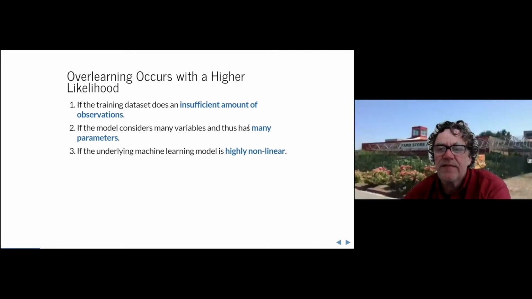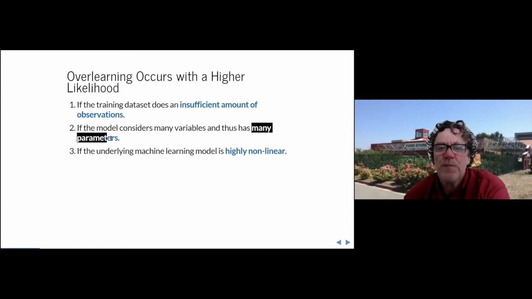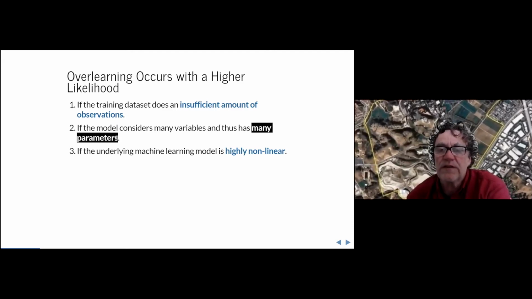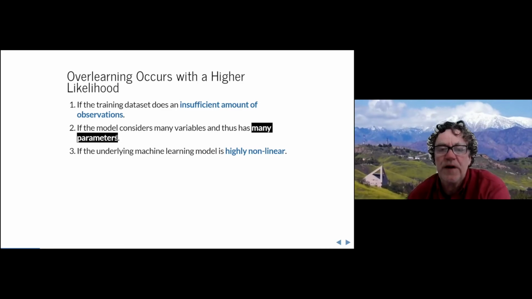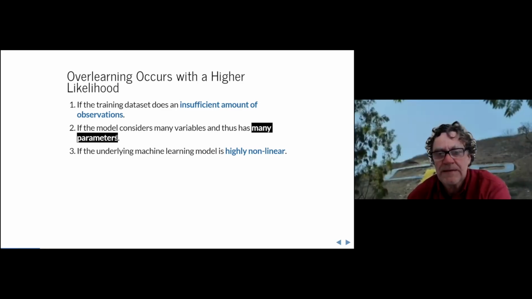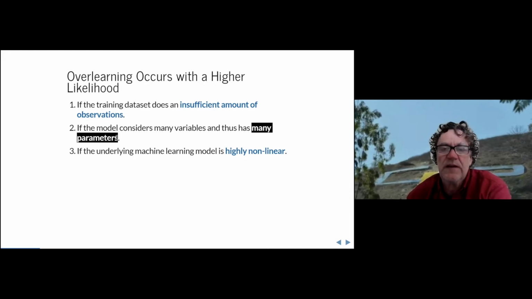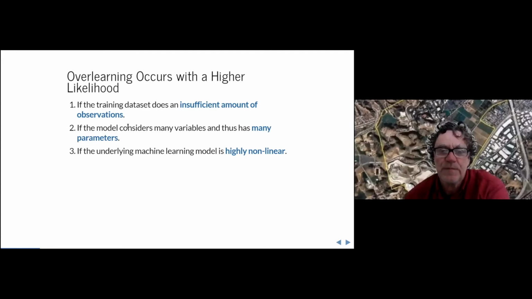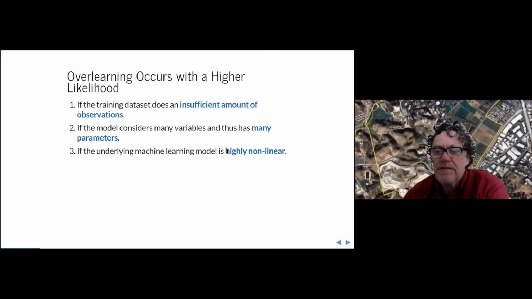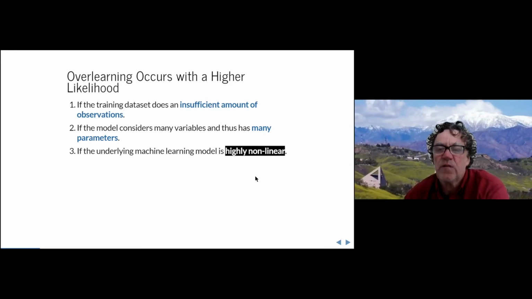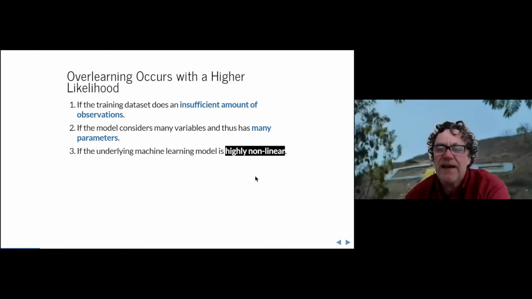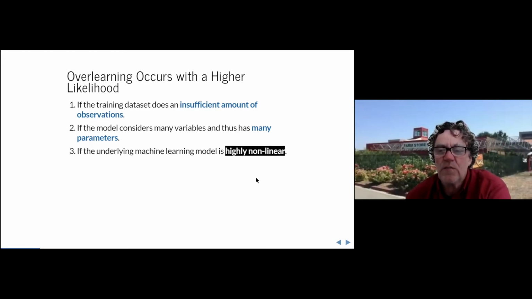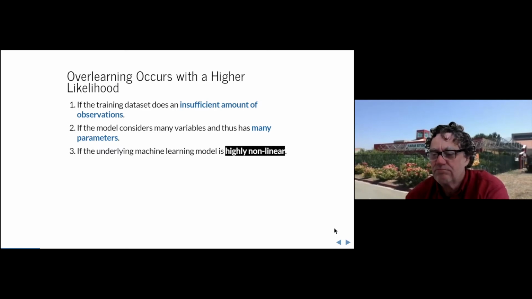Another ingredient for overlearning is if we have too many parameters. If our model has a lot of variables, or if our model is complex, we will have a lot of parameters to optimize. If we have neural networks and we have many variables, we easily end up with hundreds of parameters. And the last one is it occurs when the models are highly nonlinear. Very many of the machine learning models are highly nonlinear.